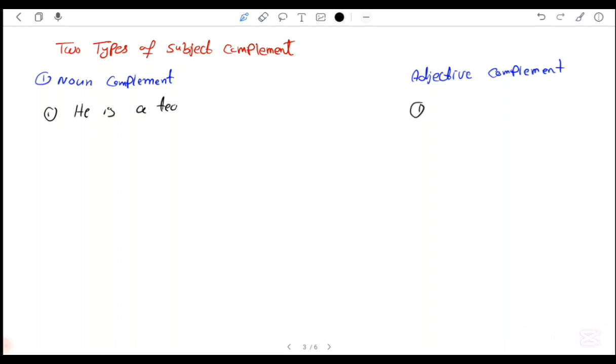Like he is a teacher. A teacher is a noun complement, right? So we have subject, we have verb, we have subject complement. So this is actually a noun complement, right? And it talks about the subject here.